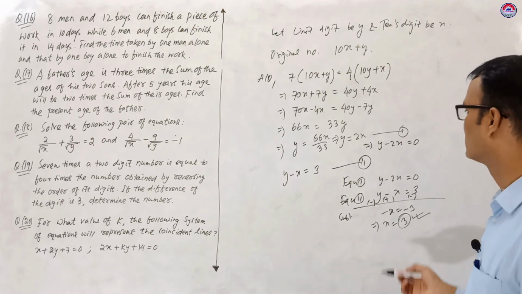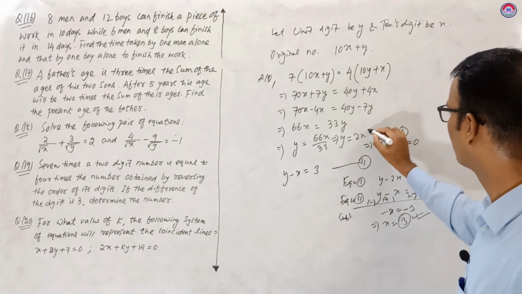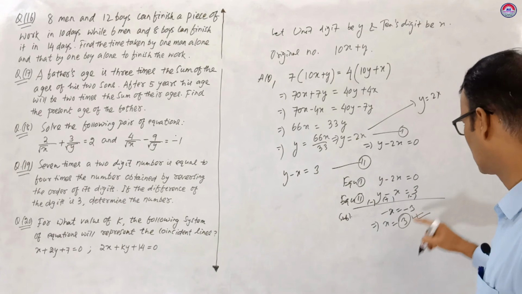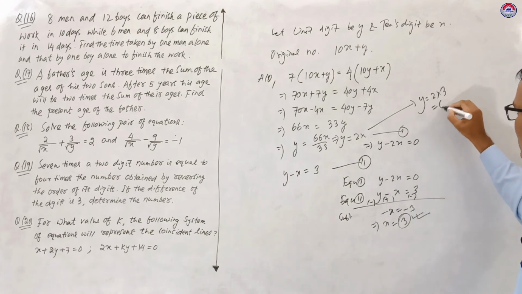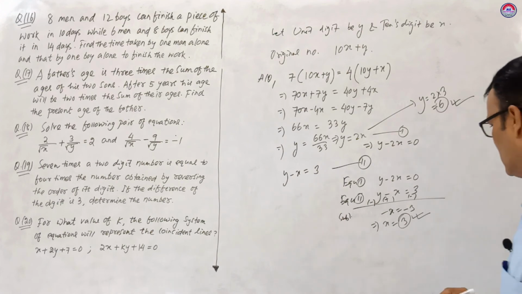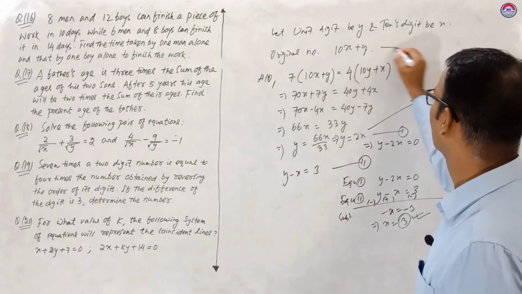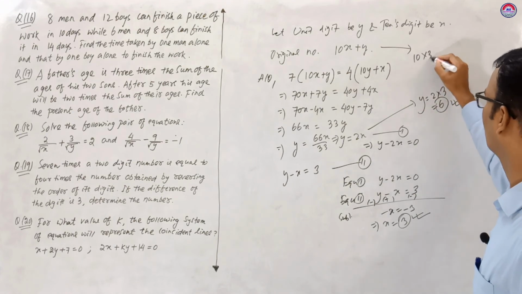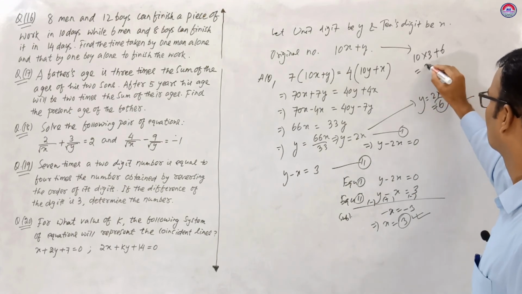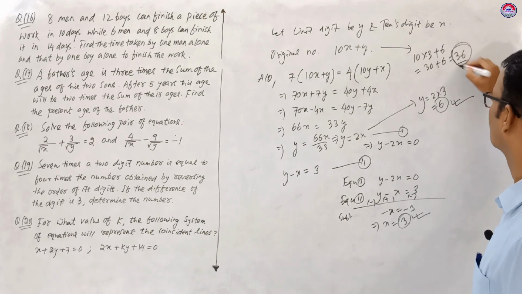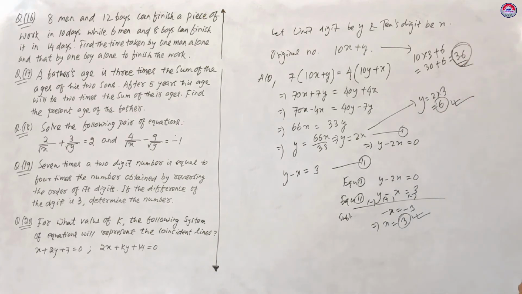Determine the number. First find x, then put the value of x here. So y equals 2 into 3, so y is 6. x is 3 and y is 6. So what is the number? The number is 10x plus y, so 10 into 3 plus 6, 30 plus 6 equal to 36. So the answer is 36.